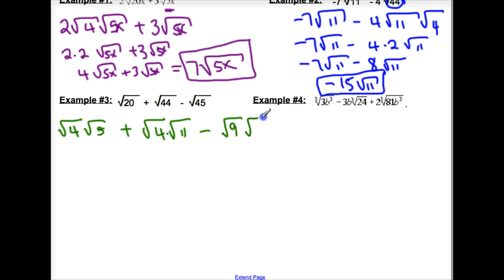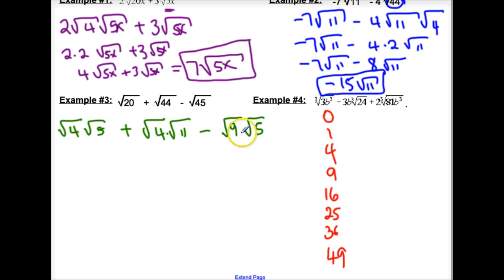9 times 5. And again, if you don't know how to do this, remember what we talked about in 5.2. Write these numbers down: 0, 1, 4, 9, 16, 25, 36, 49, and look for factors.